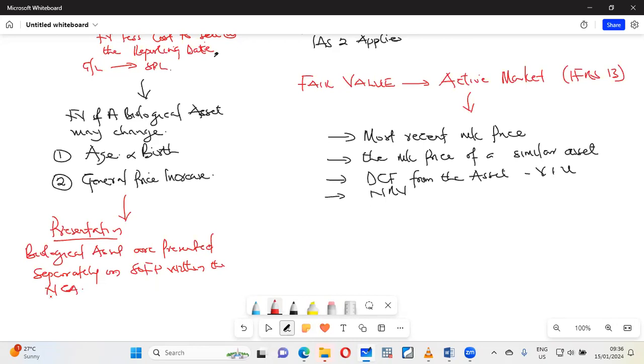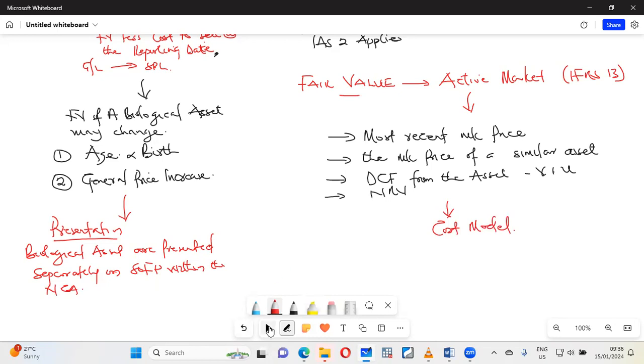Of course, there are disclosures. And if in any case you cannot find the fair value, please, you revert to the cost model. All right, and you know the cost model. So basically that is that.